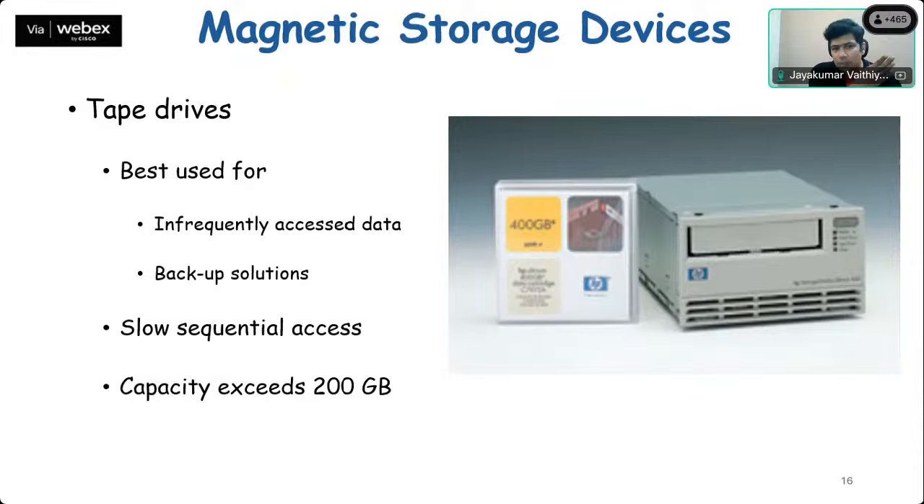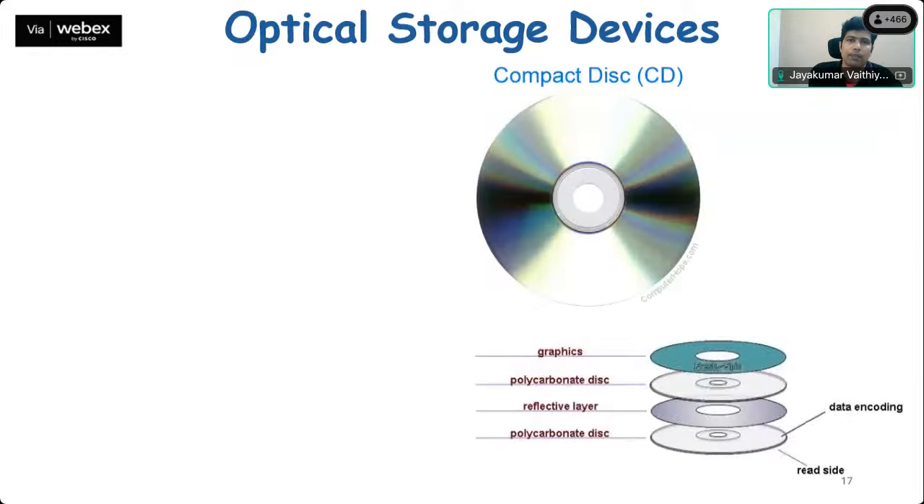Sequential access is very, very slow, and the capacity exceeds 200 GB. Normally, if you want to store your data for a longer amount of time, you can go for tape drive. Nowadays it is not sold by any external partners, but AWS has tape drive storage options. This is excellent for backup solutions. Most of the banks use tape drive to back up their data.